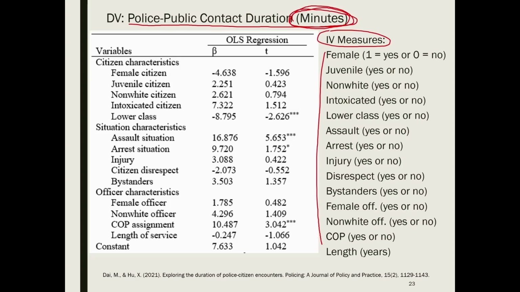We measure whether the citizen is female, yes or no. Whether the citizen is a juvenile. Whether the citizen is non-white: if yes, they are non-white people, if no, they are white people. Intoxicated, maybe under drugs or alcohol. Lower class, which basically means social class. Whether it is an assault situation in this police-public contact, or whether there is an arrest involved. As you know, if we have an arrest situation, the police are supposed to spend more time, right? They arrest people and write reports, so they should spend more time.